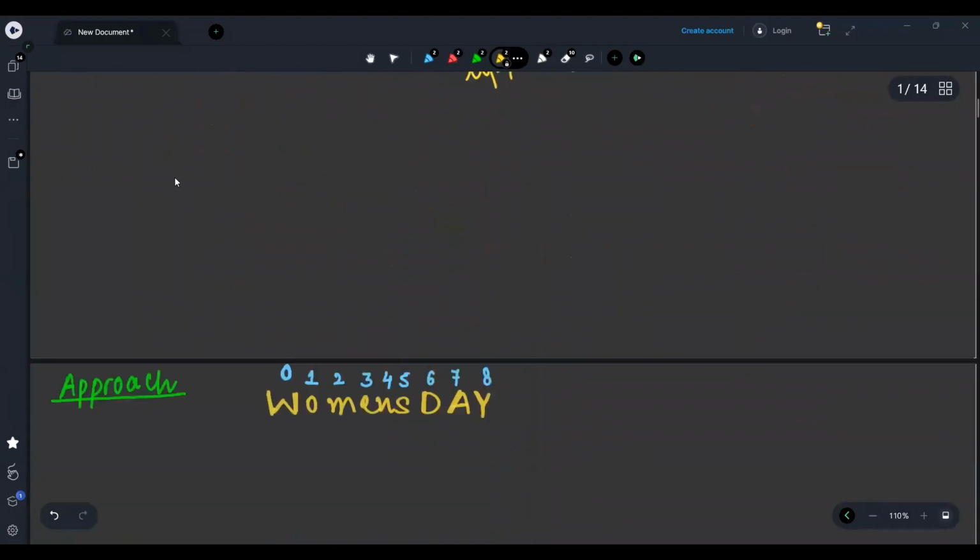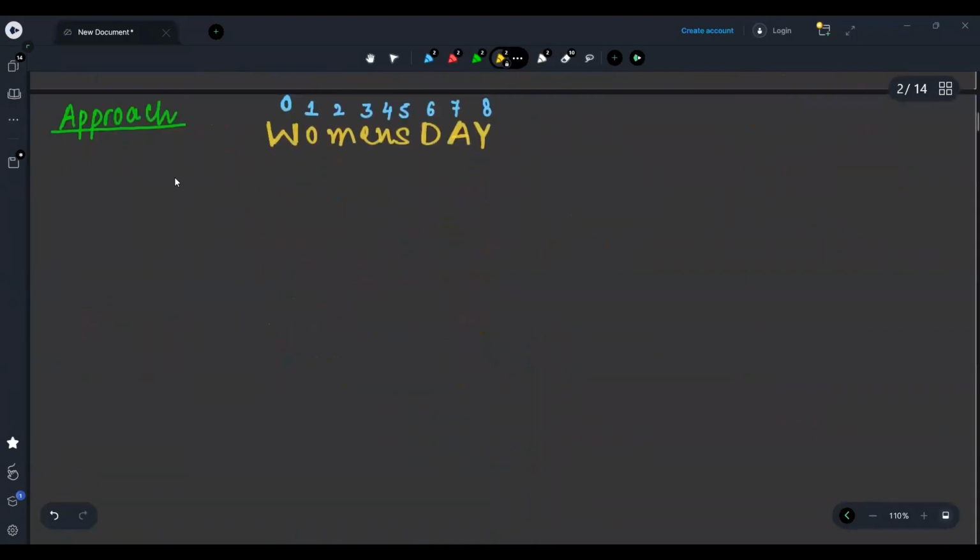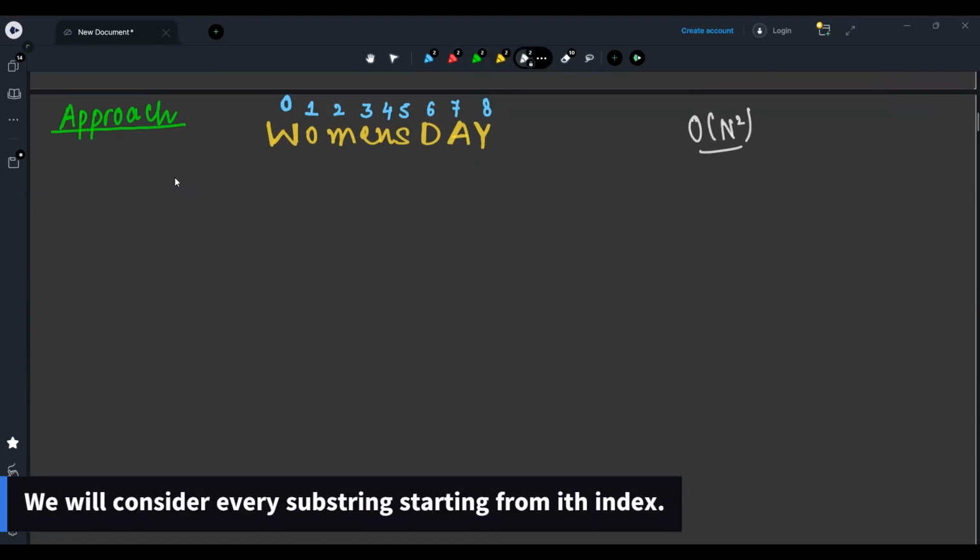So how can we process this question? Basically, this question can be done with the brute force approach in O(n squared). It's really easy to generate every subarray, or substring we can say. For every substring we count the number of lowercase and uppercase letters, and if they're equal, we do answer plus plus.